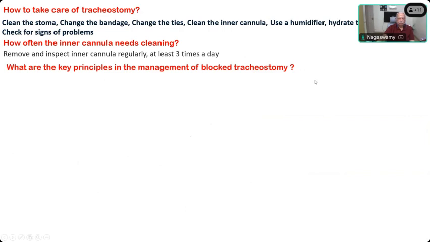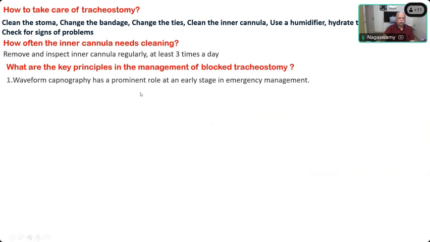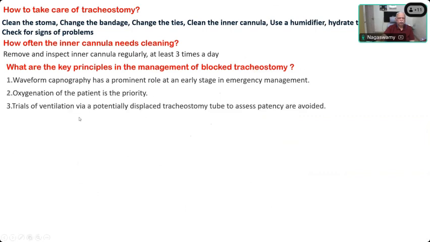Patient suddenly desaturates, becomes restless. It is based on the duration of tracheostomy. Waveform capnography has a prominent role in the early stage of emergency management. Oxygenation of the patient is a priority. Trials of ventilation or a potentially displaced tracheostomy are to be avoided.